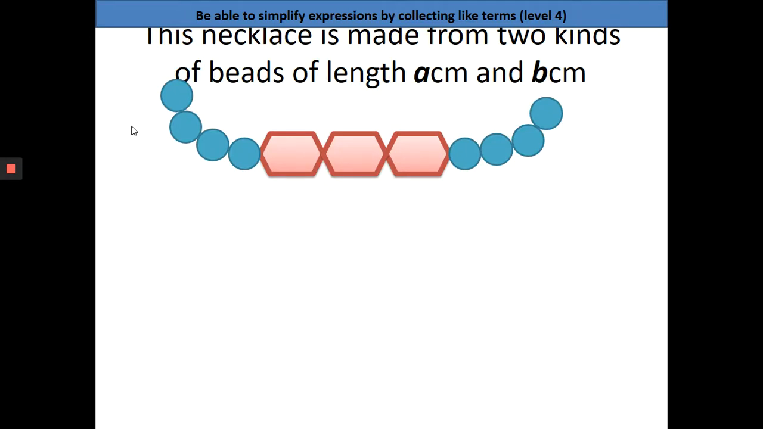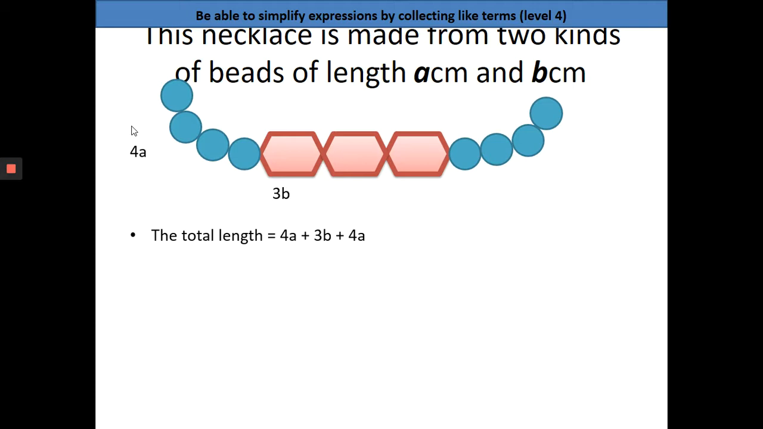Sometimes they don't always contain the same letters. So as you can see here, we've got a necklace which is made from two kinds of beads. A will be blue and B will be the pink. We've got 4 blue at one end, 3 pink in the middle, another 4 at the other end. So the total length will be 4a plus 3b plus 4a.